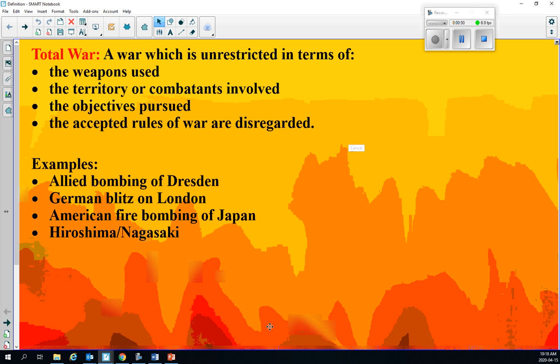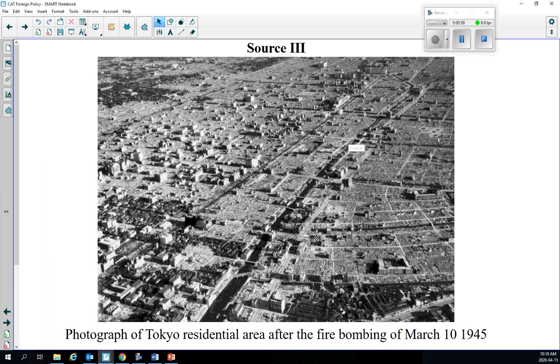Now, the firebombing of Japan wasn't the only example of total war from World War II. As we learned, Dresden, London, and so on. But this being a picture of Japan, you're going to want to talk about it. So you might talk about why they went after the civilian population, what it means to go after a civilian population, how you're trying to bring that country to surrender.